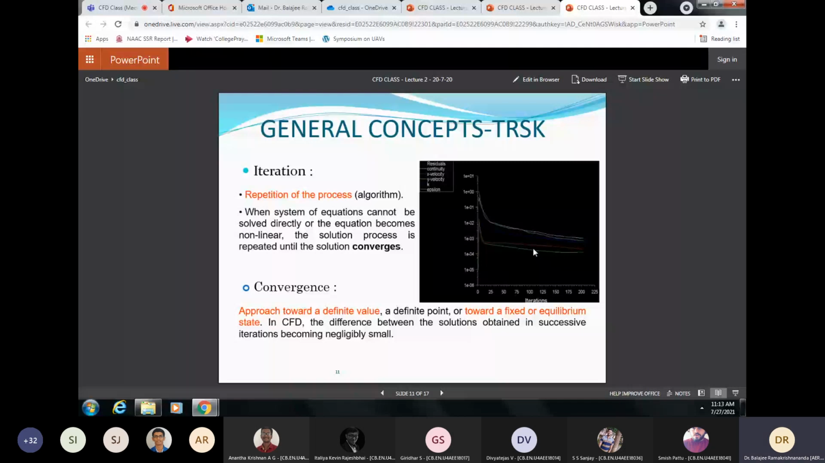Are you able to see the figure clearly on your computer? The black background figure.